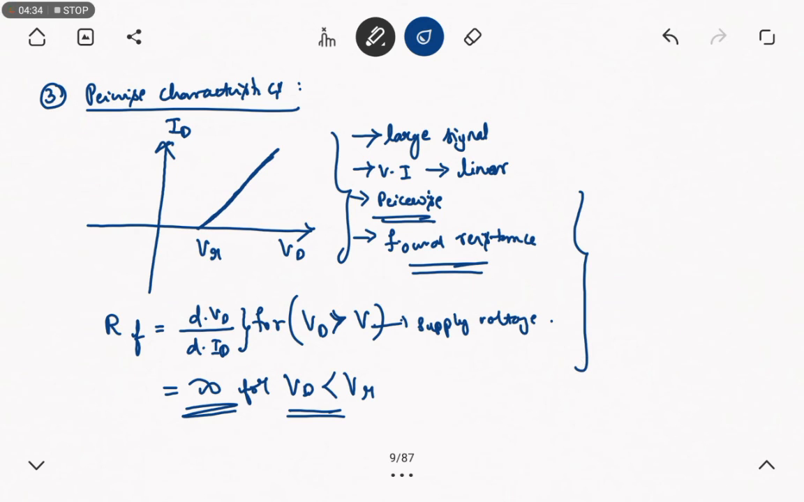These are the three major important characteristics of the reverse bias PN junction. That is, first one is VI characteristics, second one is logarithmic characteristics, third one is piecewise linear characteristics.